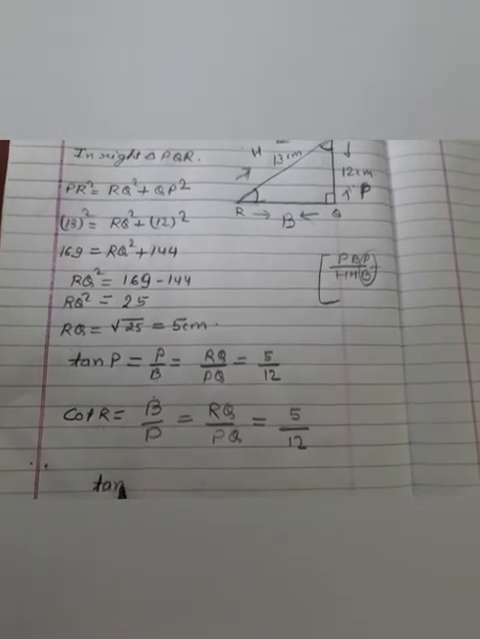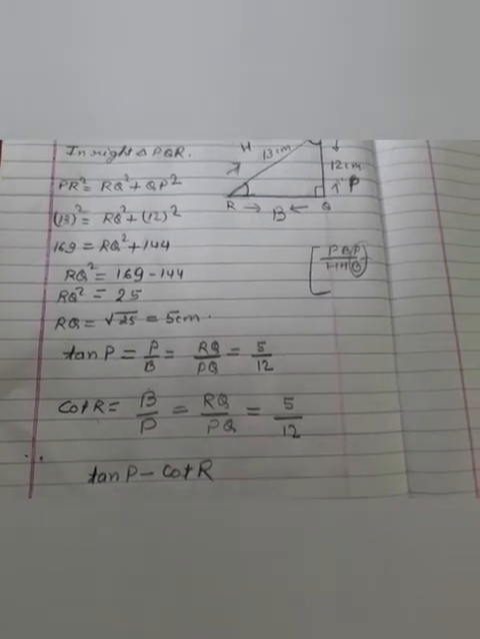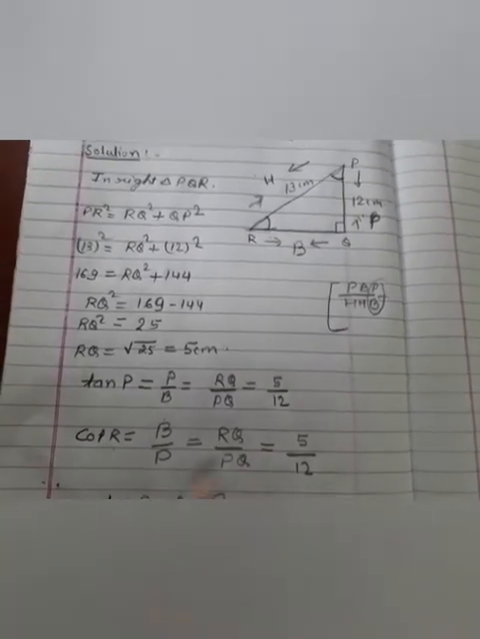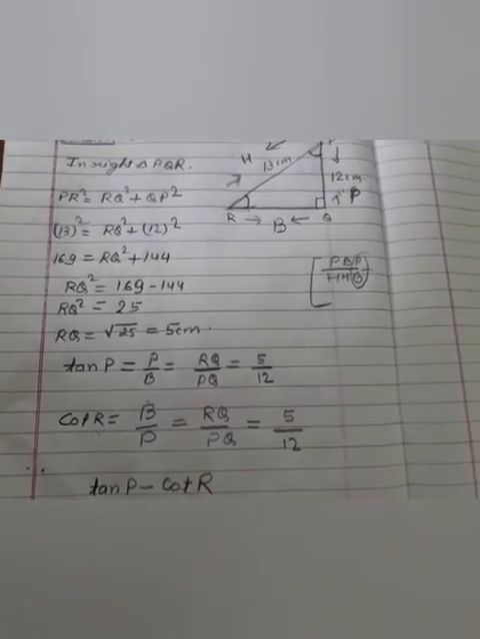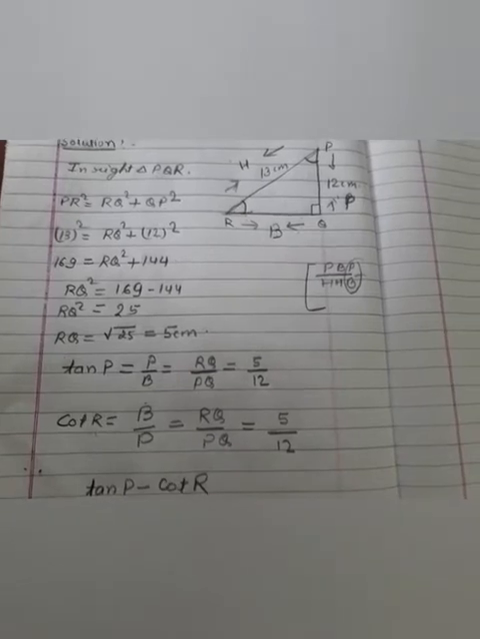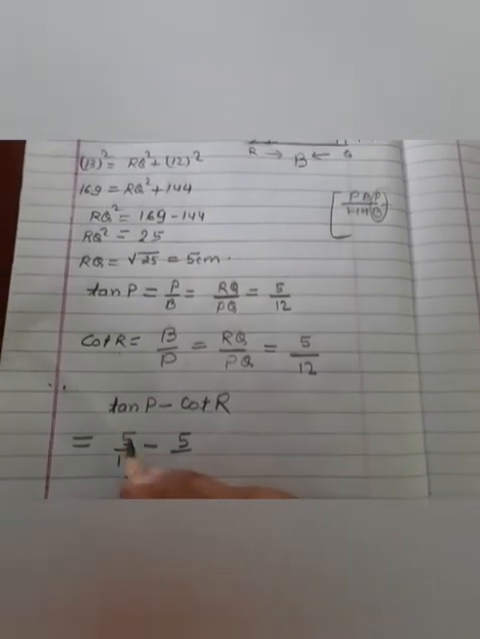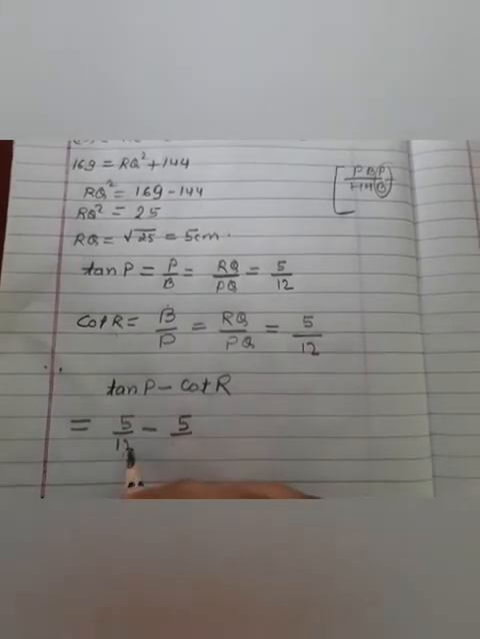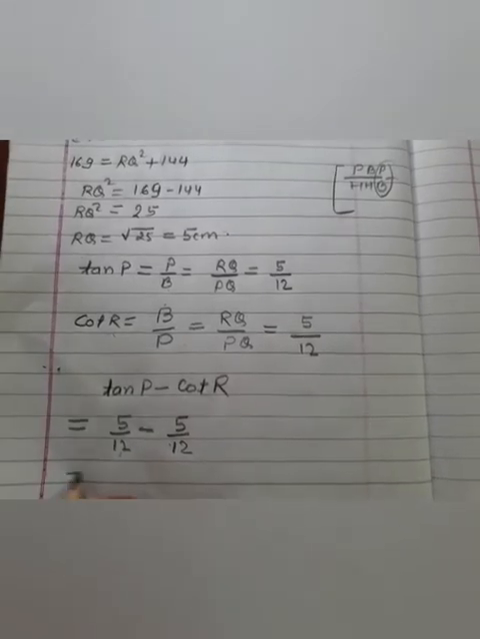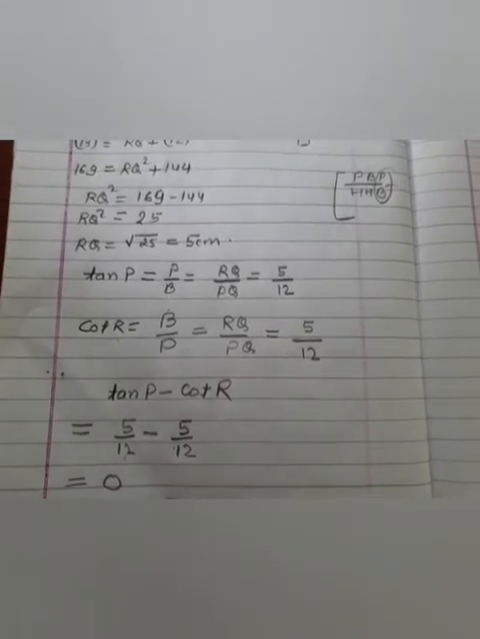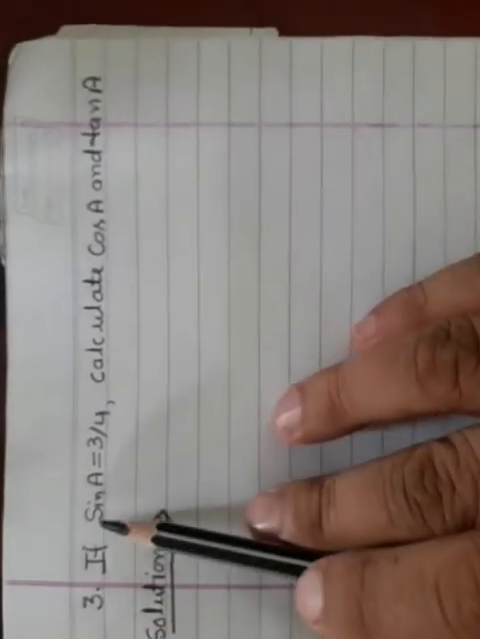What we find? Tan P minus cot R. So these values are given. Tan P's value is 5 by 12 minus cot R, 5 by 12. What we get here? 0. This one is your answer.